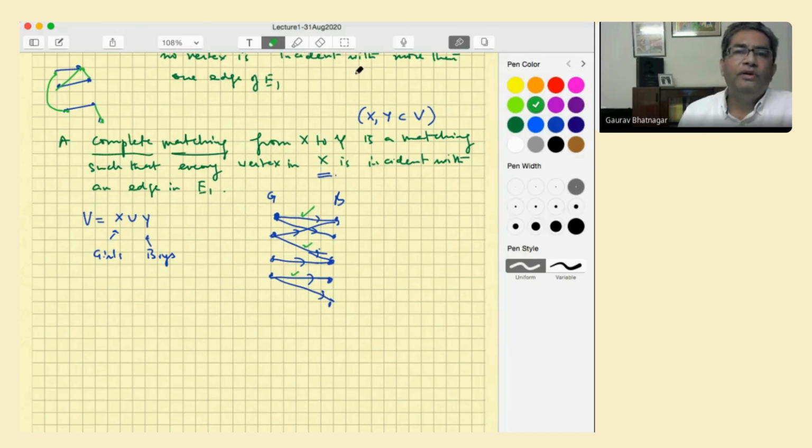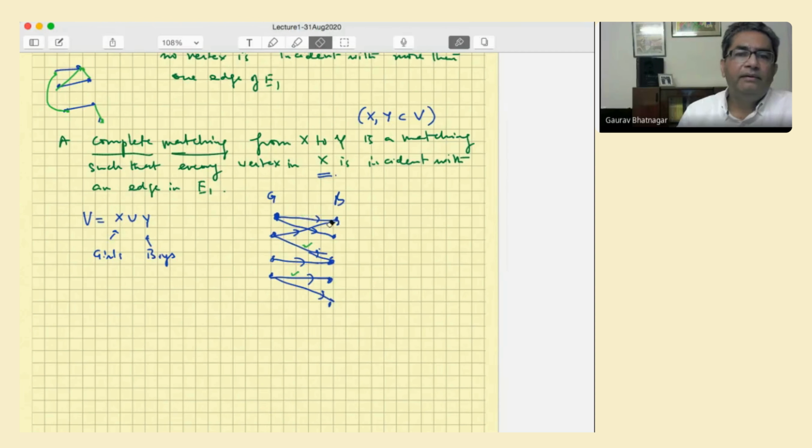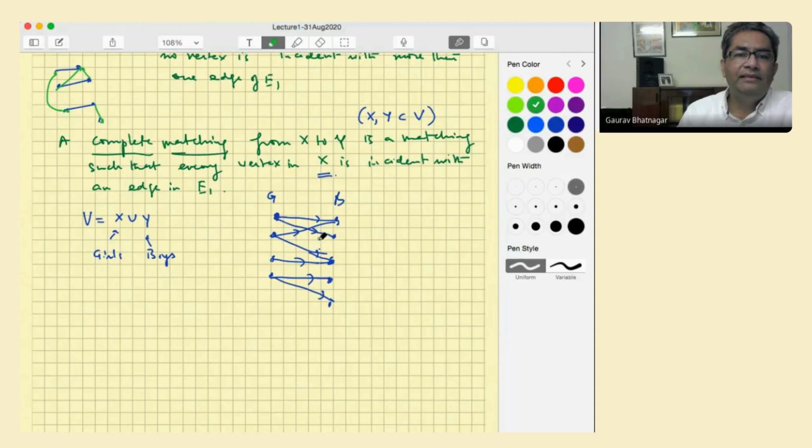Of course, what you could do is let this be part of the matching, let this be part of the matching, and let this be part of the matching. Now, this is a complete matching. So I showed you two matchings. One of them was complete and one of them was not complete. The non-complete one is this, and the complete one is this. And of course, this side can have more.